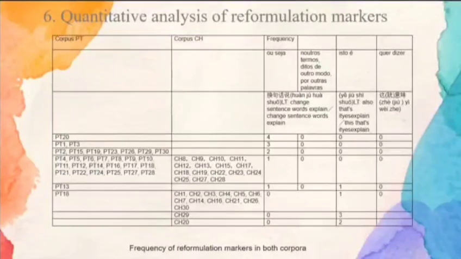The reformulation marker ou seja revealed 44 occurrences, significantly surpassing the occurrences of isto é, which totaled only 1. In the Chinese corpus, the reformulation markers, isto é, and ou seja, appeared almost equally, with 17 and 16 occurrences, respectively. There were no instances of Huanju Huajian or Zheju Shi Shuo in the Chinese corpus.